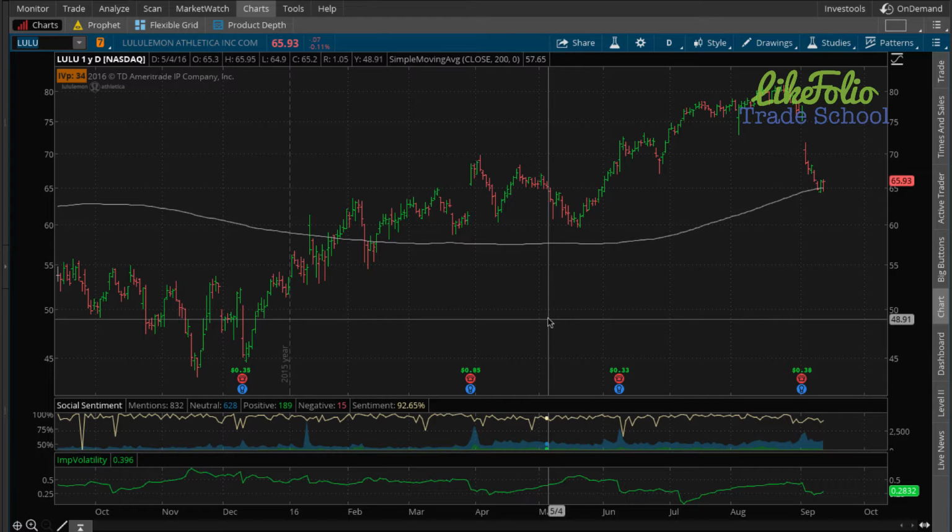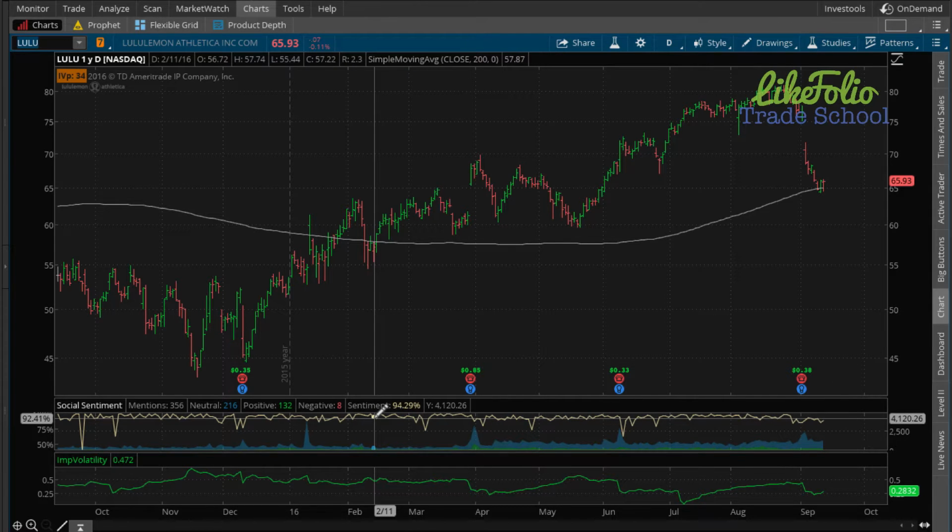Tonight we're going to be discussing research methods that combine well with social data, aka social sentiment. Social sentiment is an exciting new feature in TD Ameritrade's Thinkorswim desktop trading platform. You can only get it in TD Ameritrade's Thinkorswim desktop trading platform.